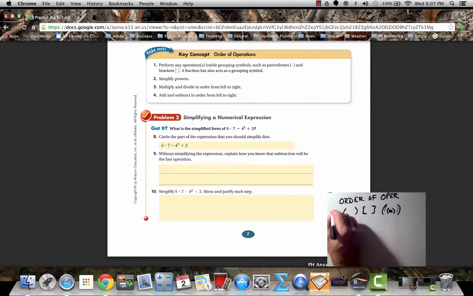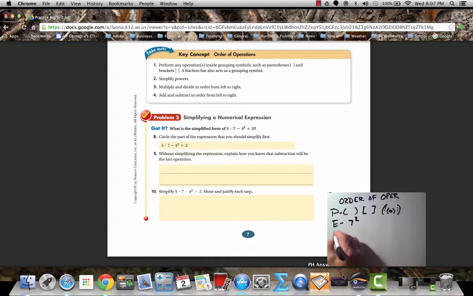So we have parentheses first. Next, we have to simplify the powers. When we have powers or exponents, I'm going to put an E here, that would be like 7 squared. So our next step in the order of operations, after we do all the parentheses, is the exponents.